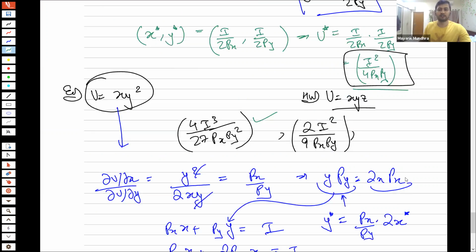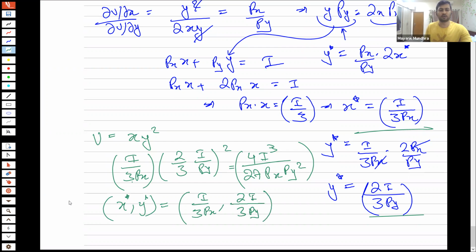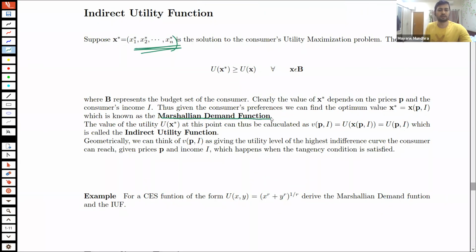By the way, the x star, y star that we find is called the Marshallian demand function. Even in this case, x star comma y star is basically I by 3Px comma 2I by 3Py. So this is your Marshallian demand function, MDF. The Marshallian demand function is the demand vector when the consumer is maximizing utility for a given income.